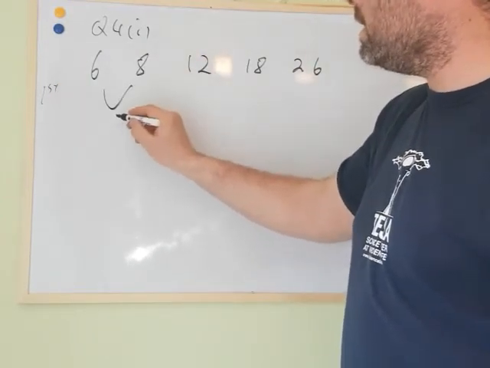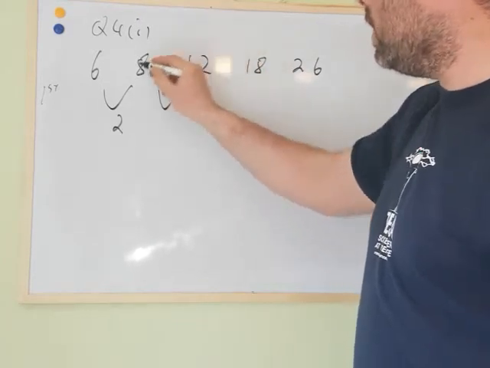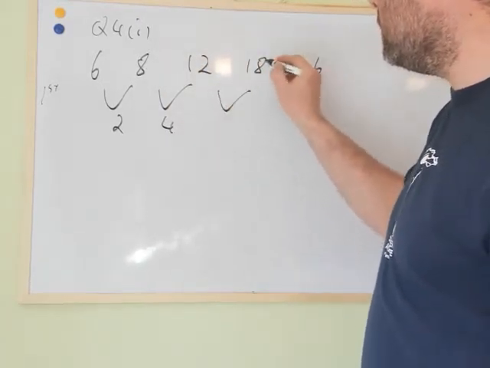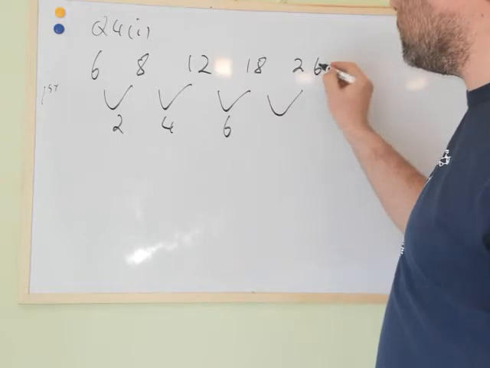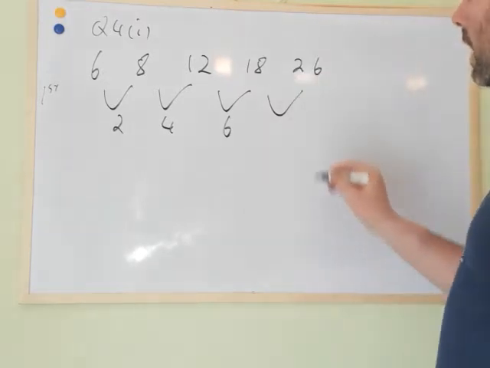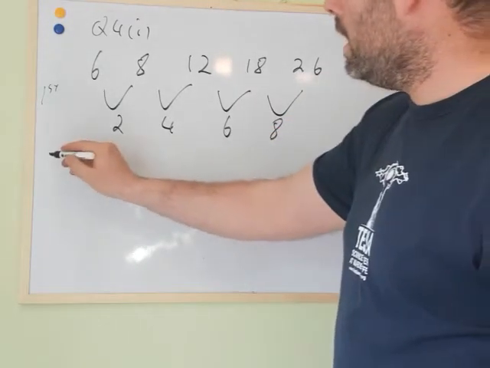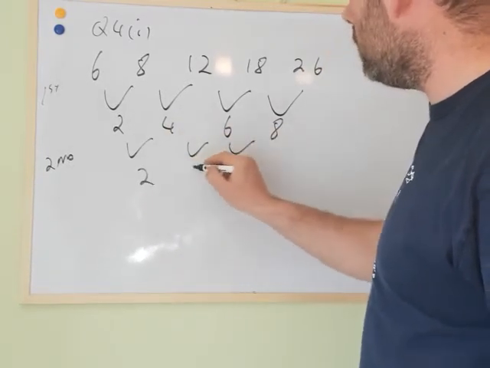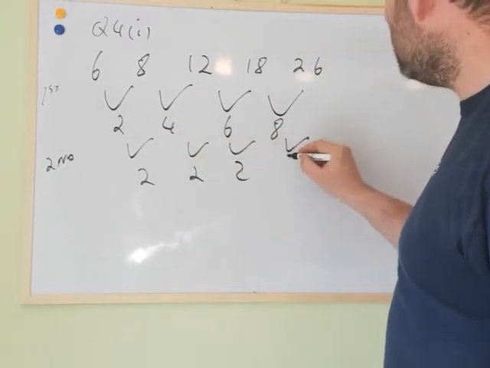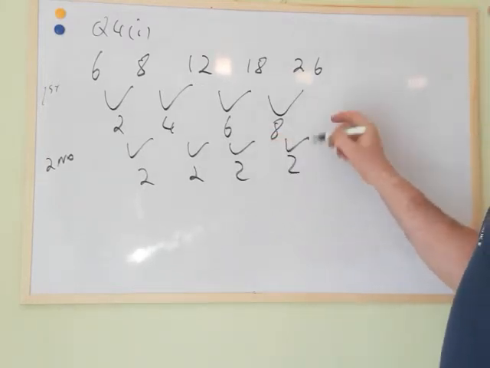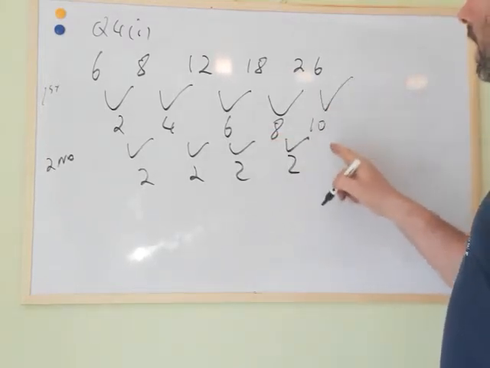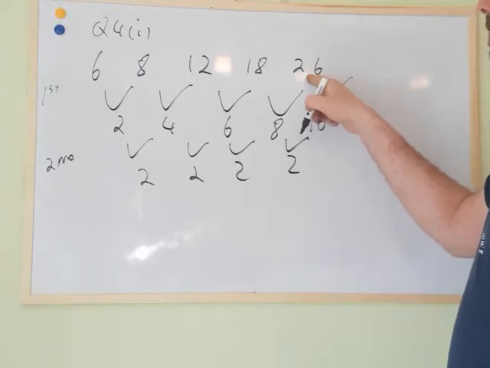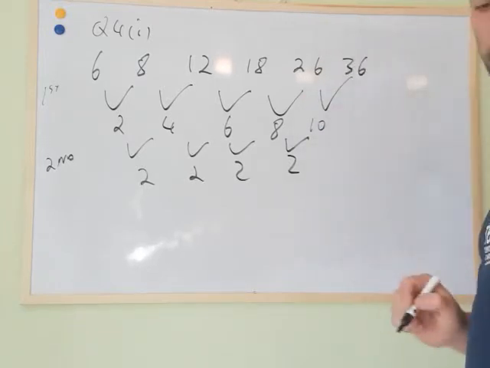8 minus 6 is 2. 12 minus 8 is 4. 18 minus 12 is 6. 26 minus 18 is 8. And our second difference, as we can all see, is 2. So the second difference is 2 and this number is 8. This number has to be 10. And if this number is 10, 10 plus 26 is 36.